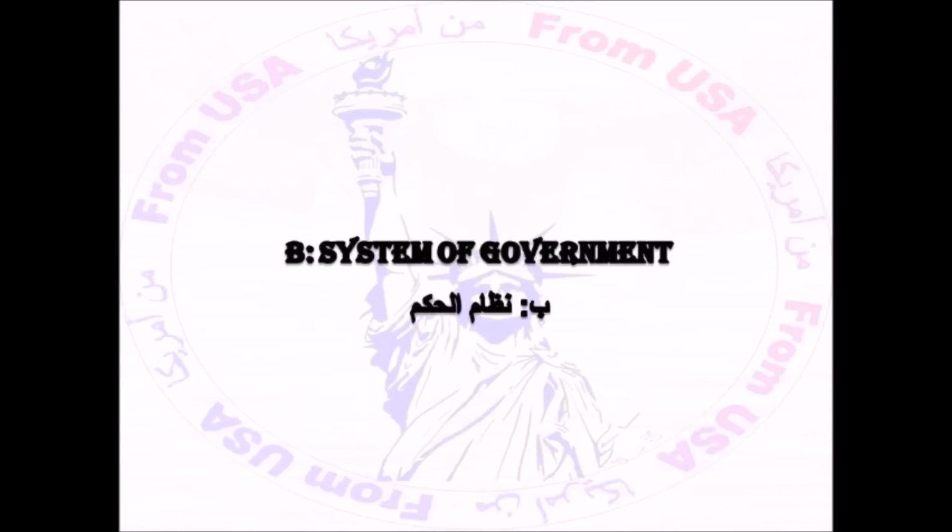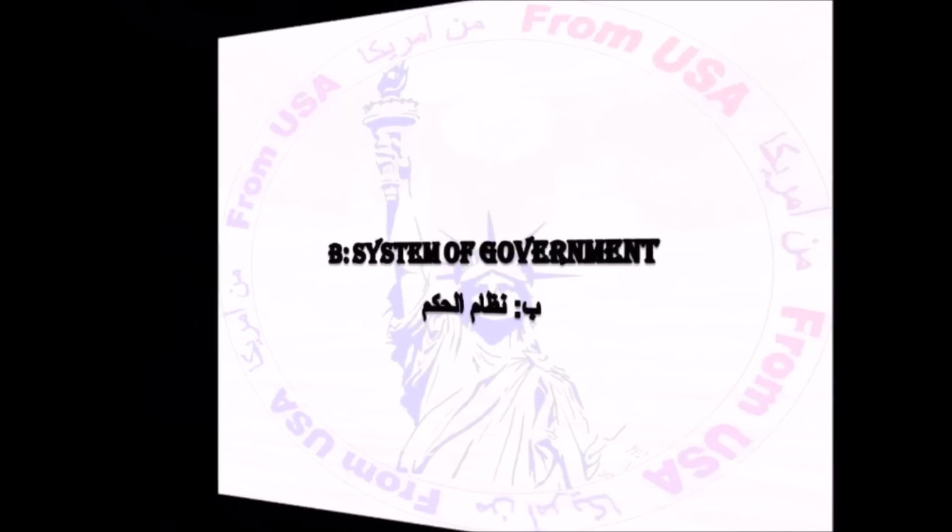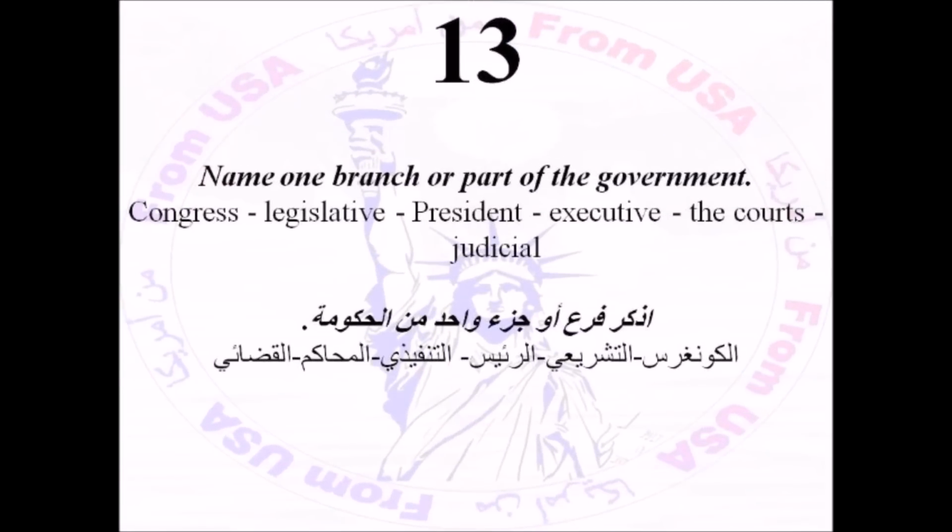American Government, Part B, System of Government. Number 13. Name one branch or part of the government. Congress, or the legislative branch. President, or the executive branch. The courts, or the judicial branch.